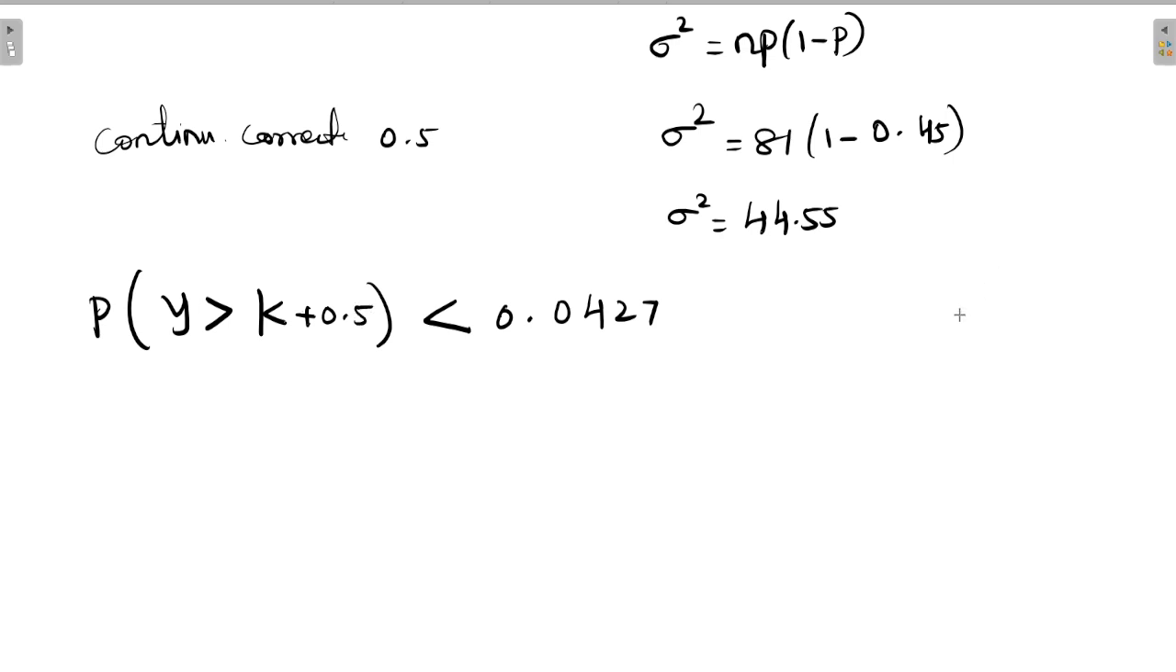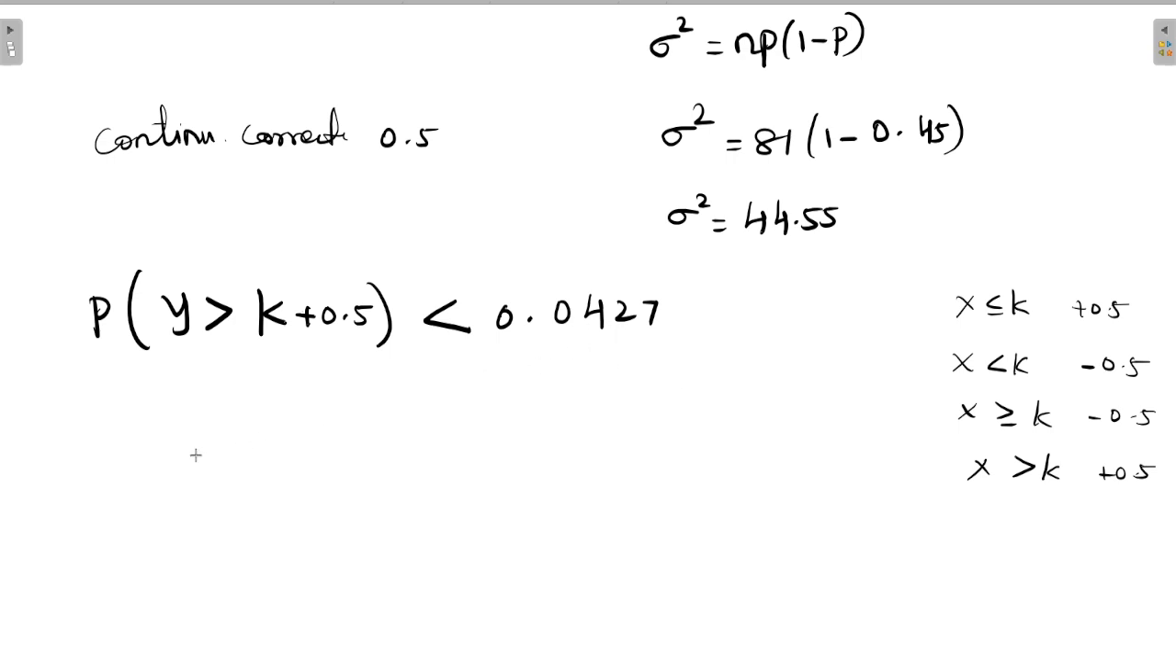We have the rules. X is less than or equal to k, we have to add 0.5. And X is less than k, we have to reduce 0.5. X is greater than or equal to k, we have to subtract 0.5. And X is greater than k, we have to add 0.5. These are the rules to use the continuity correction.